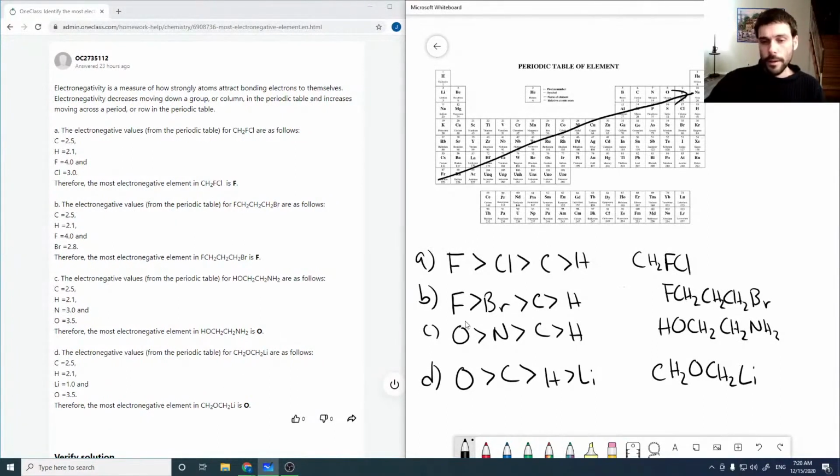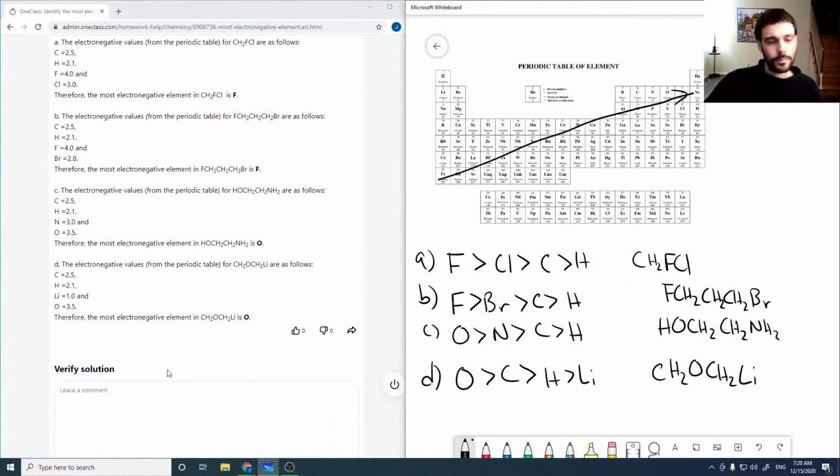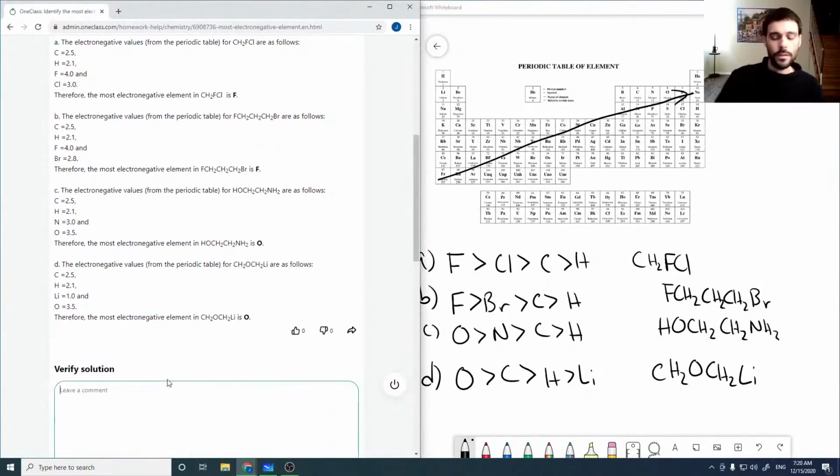Okay, so then if we're looking for just the most electronegative, for the first two it's fluorine, and for the latter two it's oxygen, but this is also the ordering. So checking the solution here, they have the electronegativity shown. So you can see that it's fluorine in the first two and oxygen in the latter two. Okay, so this looks good.